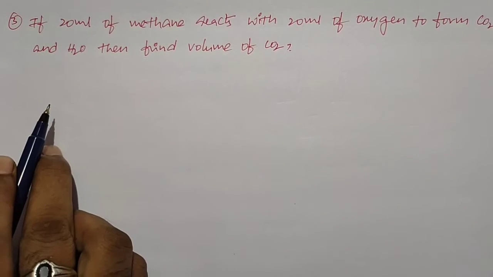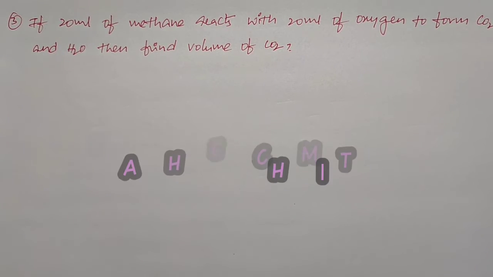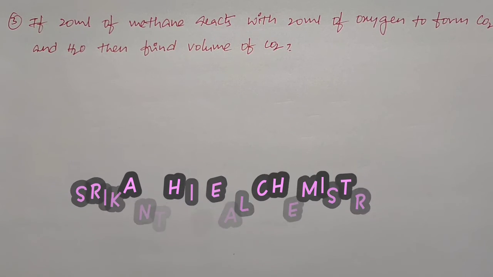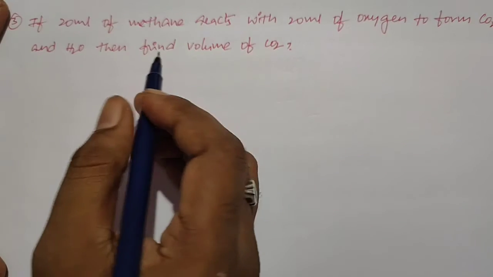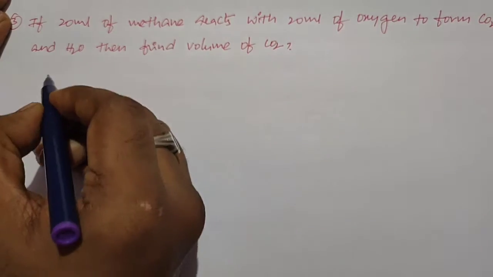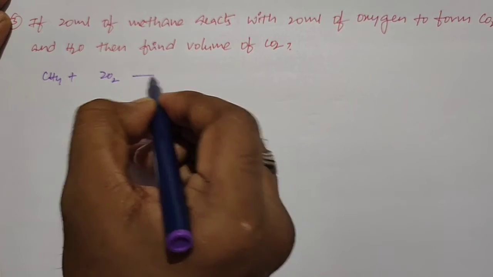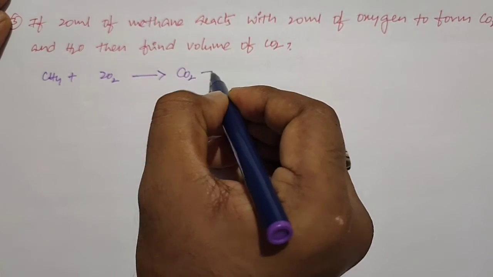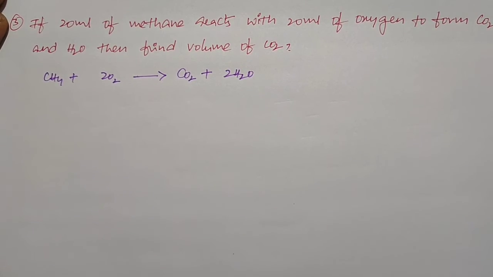Okay students, this is the next question based on the limiting reagent. If 20 ml of methane reacts with 20 ml of oxygen to form carbon dioxide and water vapor, then find the volume of carbon dioxide. First we take the combustion reaction of methane. That is CH4 plus 2O2 gives CO2 plus 2H2O. So this is the combustion reaction of methane.